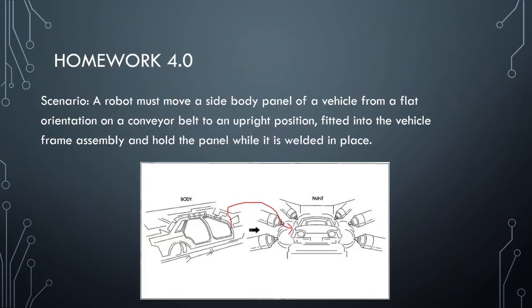So now we'll review your homework for the week. I've given you a scenario this week to try to figure out. So here's your scenario. A robot is moving the side panel of an automobile from a flat surface to an upright position on a conveyor belt. I've tried to convey this as best as possible in the image here. So imagine on the left, it's laying flat on a conveyor belt and it needs to be twisted so that it's upright and being assembled into the main body. And then the panel has to be held in that position while it's welded in place. So that's the scenario that you need to solve.